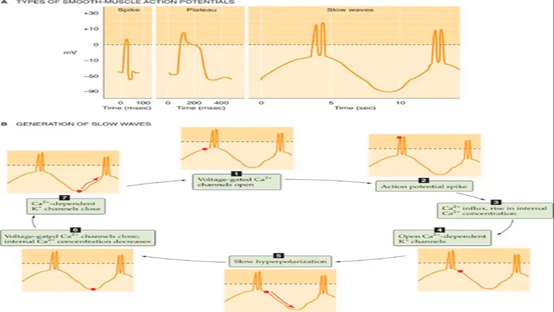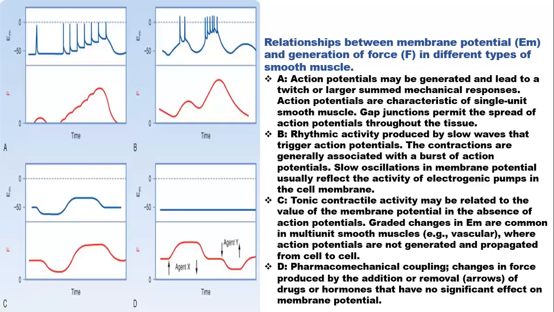Now, this increase in calcium causes opening of calcium-dependent potassium channels. When the potassium channel opens, the membrane gradually hyperpolarizes. So, the voltage-gated calcium channels now close and internal calcium gradually decreases. After that, calcium-dependent potassium channels also close. So the membrane again starts depolarizing. This causes again opening of the voltage-gated calcium channel and the cycle gets repeated. We will again discuss this graph.